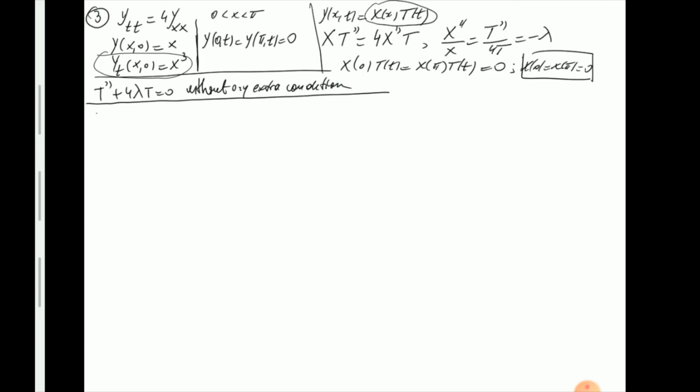We'll get back to this later once we're done with big X. And of course, the Sturm-Liouville problem, which is the familiar one: X double prime plus lambda X equals 0, together with X of 0 equals X of pi equals 0. We know the solutions of this. That gives me lambda n equals n squared, and the eigenfunctions corresponding to these are sine of n x for n from 1, 2, 3, and so on.